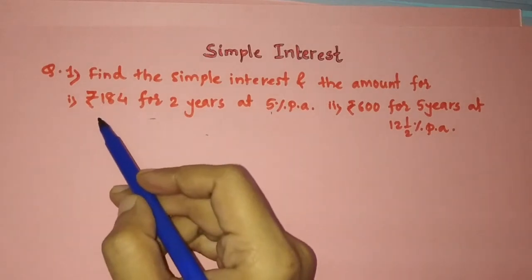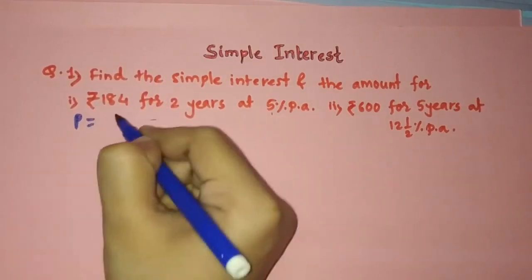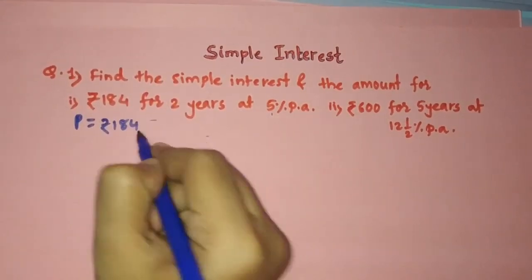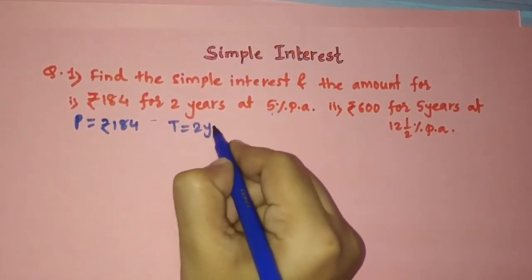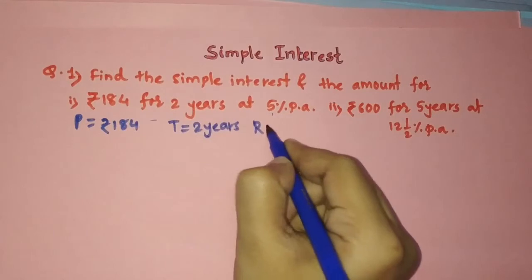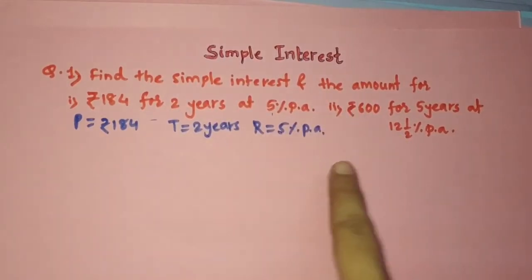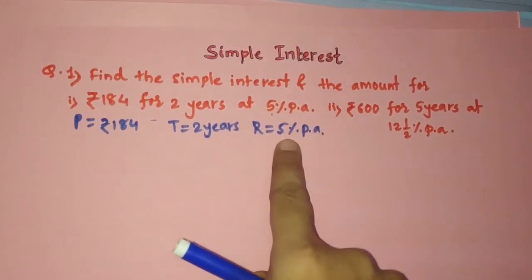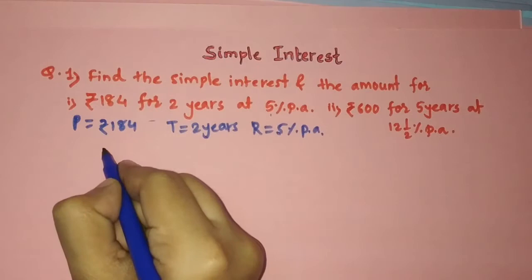So here 184 is principal, so we'll write down here principal is rupees 184, and here 2 years is the time period, and rate of interest is 5% per annum. Means for every year for rupees 100, 5 rupees extra have to be given. So we'll find out the simple interest.